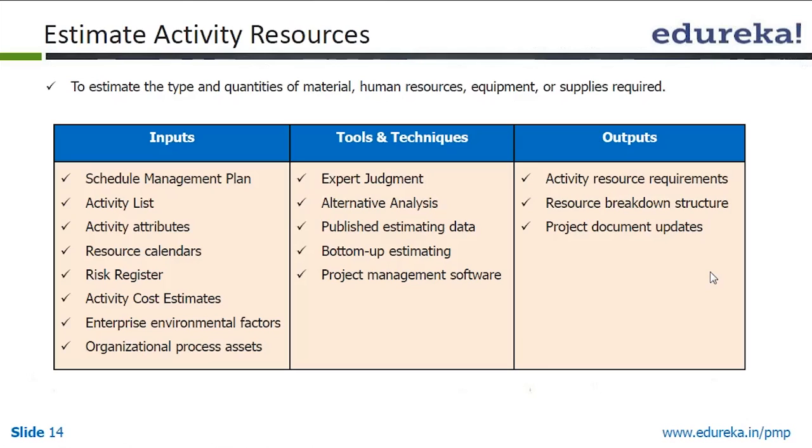So schedule management plan, activity list, activity attributes, resource calendars, risk register, activity cost estimate, enterprise environmental factors and organizational process assets. These are all inputs. Expert judgment, alternative analysis, published estimating data, bottom-up estimating, and project management software are the tools and techniques. And the outputs that you receive are the activity resource requirements, resource breakdown structure, and the project document updates.